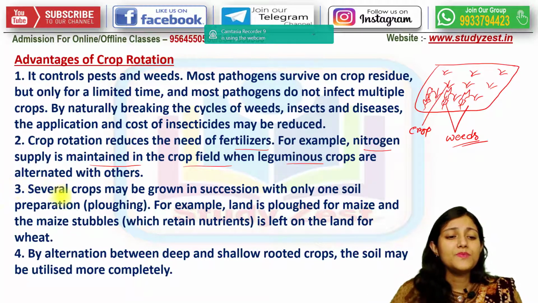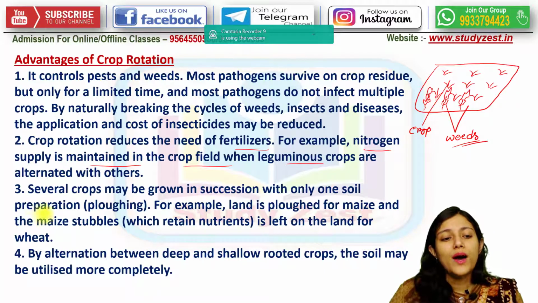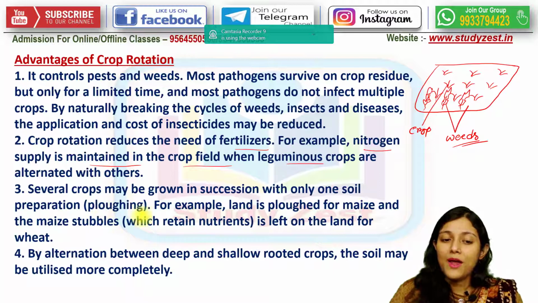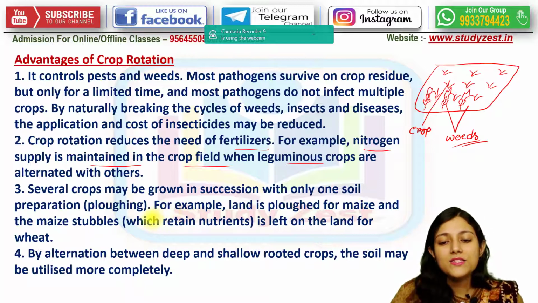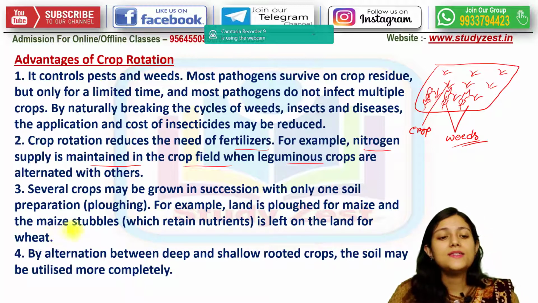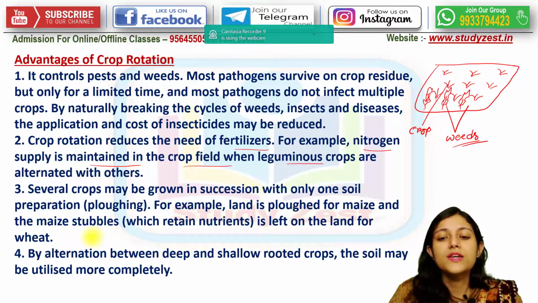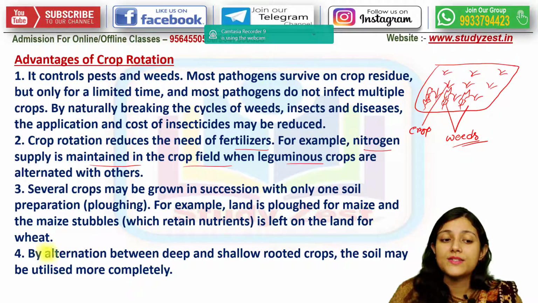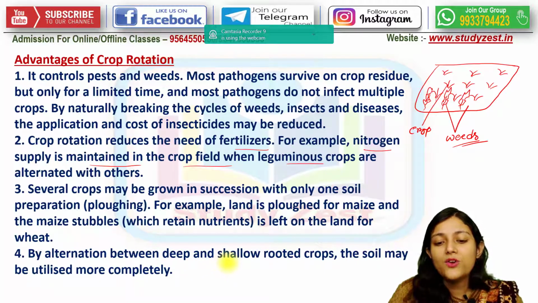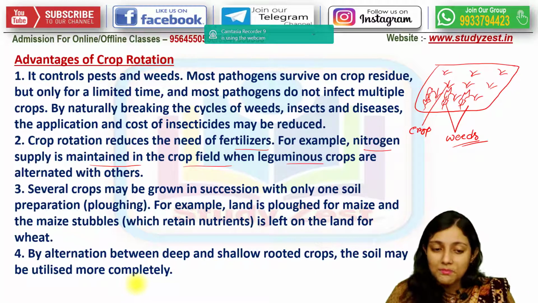Next, several crops may be grown in succession with one soil preparation like ploughing. For example, land is ploughed for maize, and the maize stubbles are left on the land for wheat. By alternation between deep and shallow rooted crops, the soil may be utilized more completely.